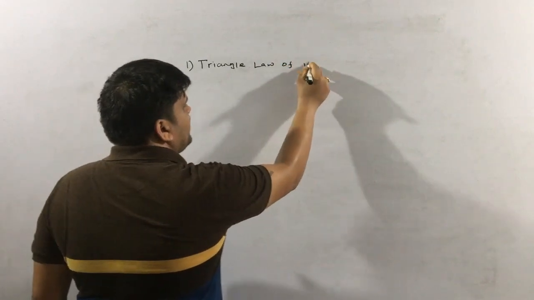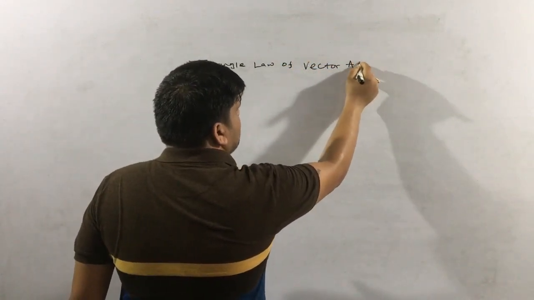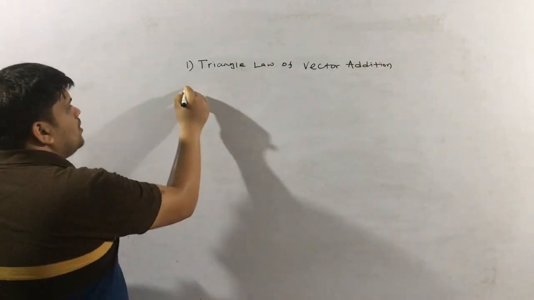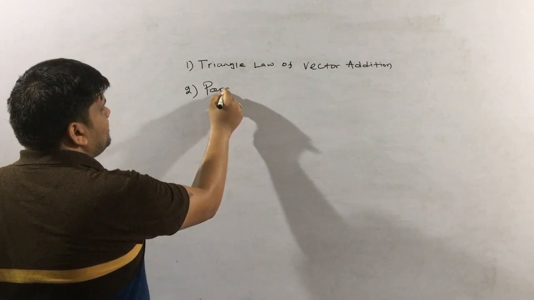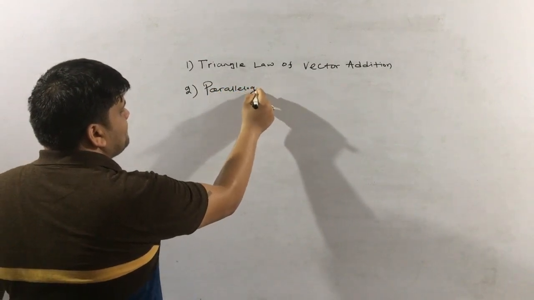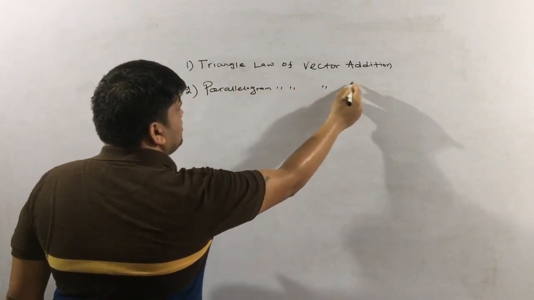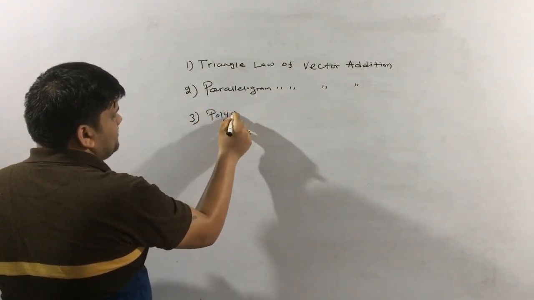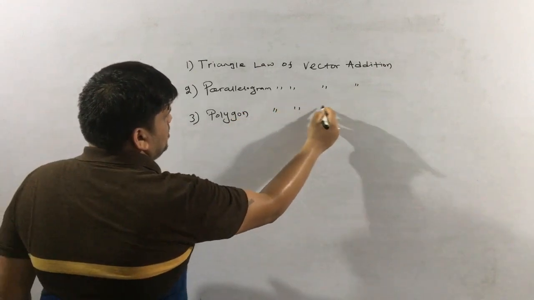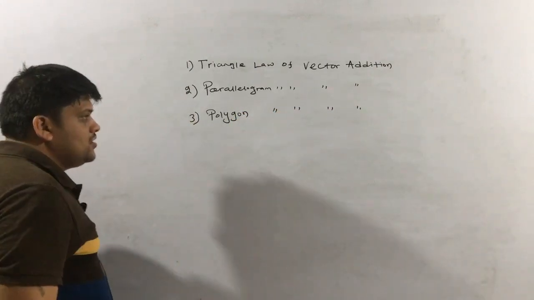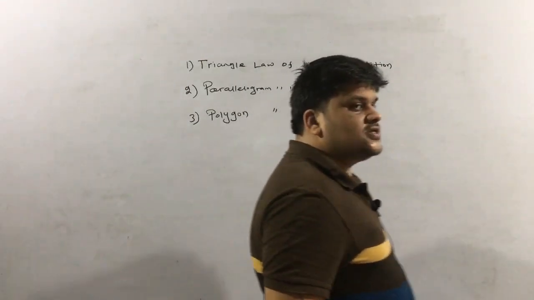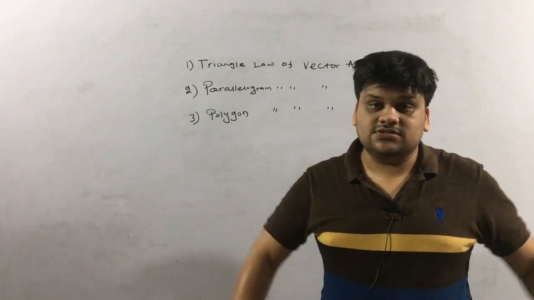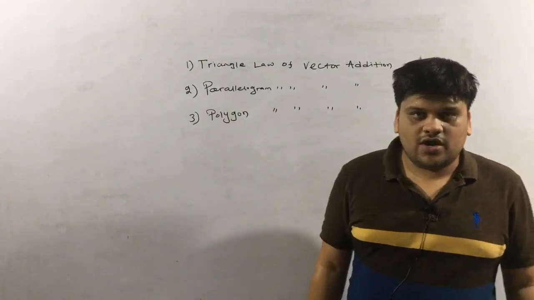Triangle law of vector addition, which can also be known as triangle law of vector subtraction, the same rule. Then parallelogram law of vector addition, and the last is polygon law of vector addition. So these are the 3 types of additions, or 3 laws of addition. Now the question is, why 3 types? If the result will come the same, then why 3 types?